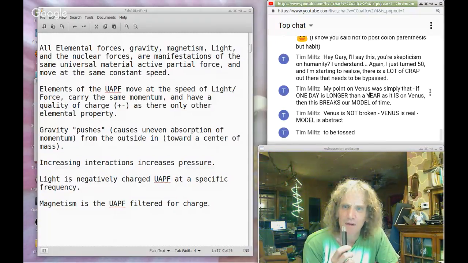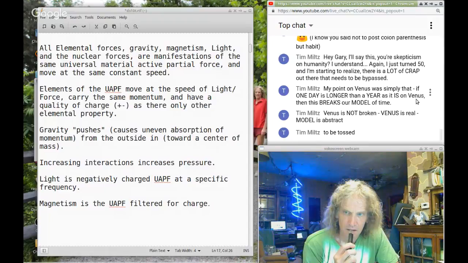My point on Venus was simply that if one day is longer than a year, as it is on Venus, then this breaks our model of time. I just don't want to play a silly baby word game. Venus is not broken. Venus is real. Model is abstract. Well, whatever. There's nothing wrong with the model.